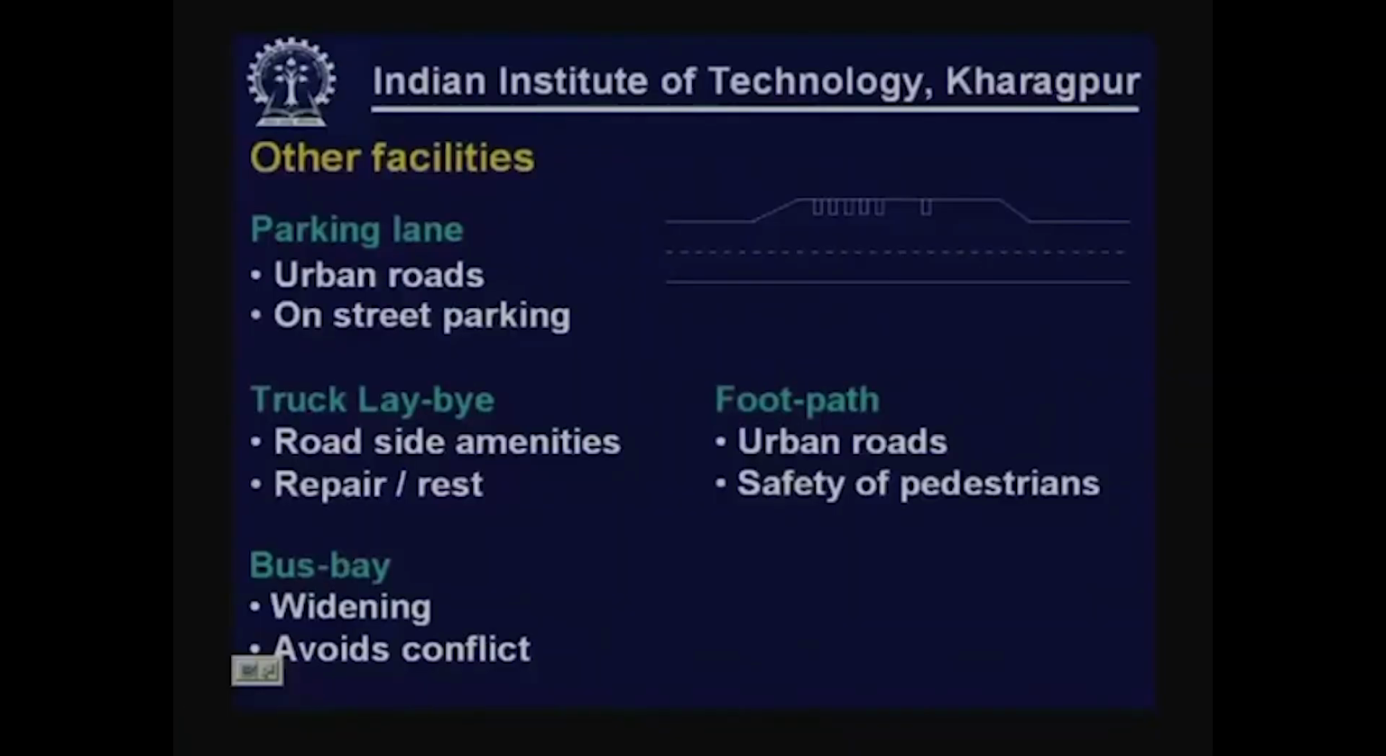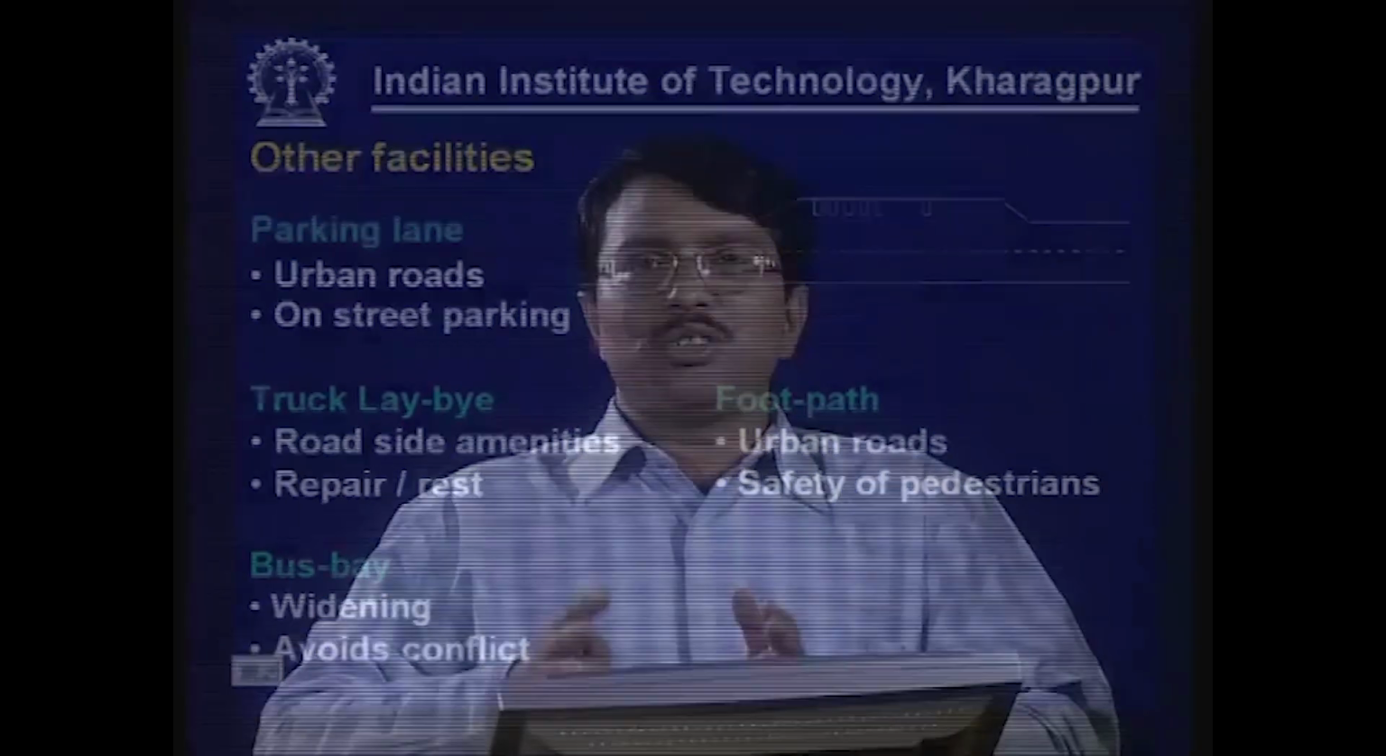Similarly, for bus bays, again it is an extra widening, but the purpose is different. The purpose is to stop the buses at bus stops, but they should not be stopped right on the portion of the carriageway which is predominantly for through traffic movement. So, it is a widened portion to avoid conflicts for other moving vehicles. Footpath is again provided on both sides of the road, a typical feature of urban roads considering the safety of pedestrians.